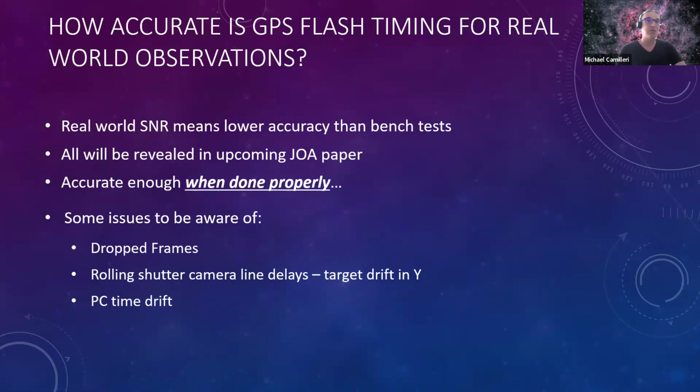In the process of using GPS flash timing, I've come across a range of issues which I don't think have been well understood by the community, and I don't think anybody's actually fully taking care of all of these. The main issues to be aware of are drop frames, line delays intrinsic with rolling shutter cameras, and, for this method where I'm using the adjusted PC timestamps, drift in the PC time.